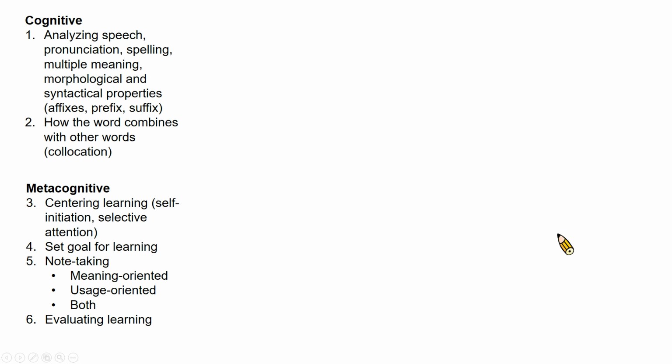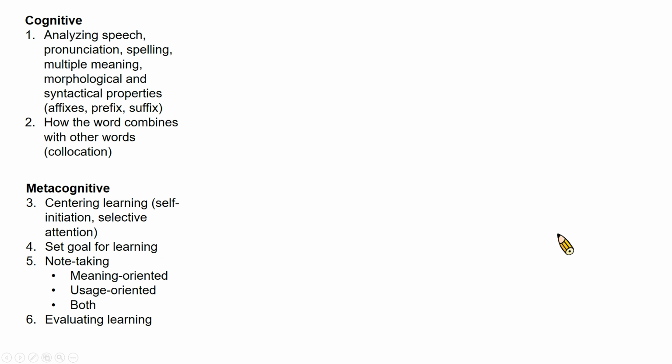The second category is metacognitive strategies, including centering learning, for example, self-initiation of learning, and selective attention to words that need to be learned. Number four is set goals for learning. And number five, note-taking. For example, it can be meaning-oriented note-taking or usage-oriented note-taking, such as jotting down the whole sentence that includes the words you want to learn. Or it can be both, including meaning-oriented and usage-oriented note-taking strategies.